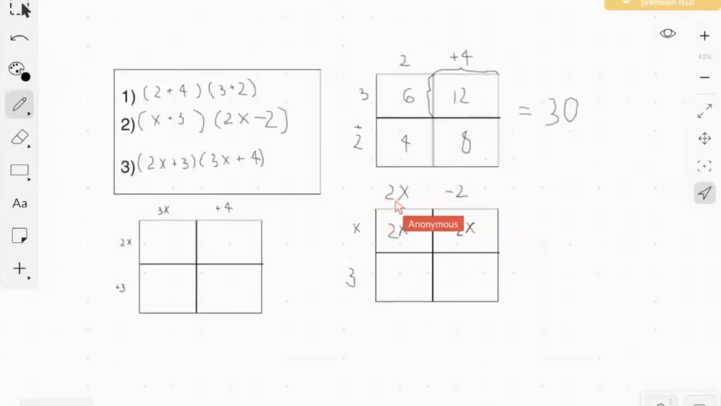We know that 2x times 3 for this rectangle will be 6x. And we know that negative 2 times 3 will be negative 6. And now for the final step, we just add the terms.